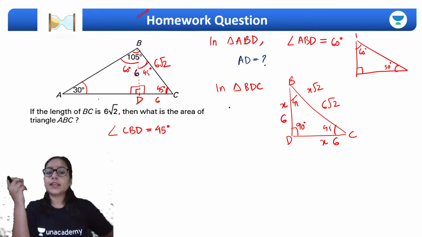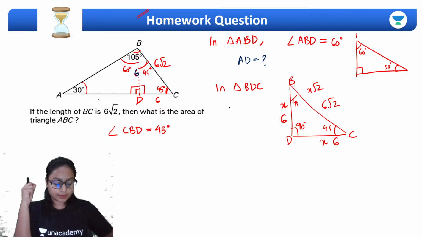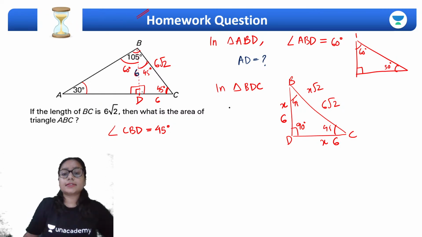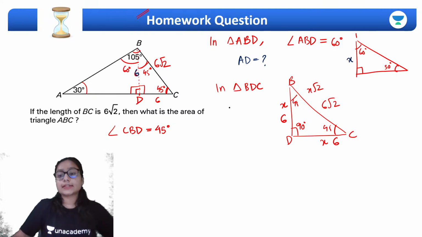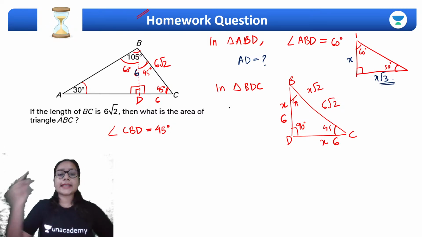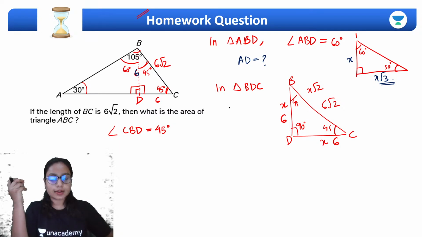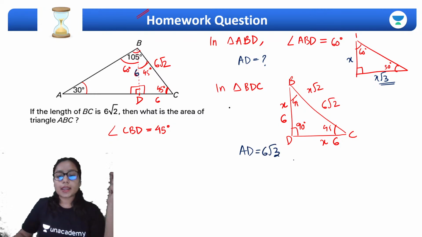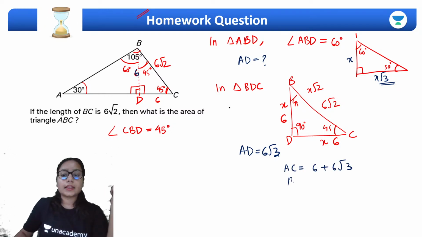If the side opposite the 30-degree angle is 6, what is the side opposite the 60-degree angle? Everyone quickly answer this. If this is 6, this is x, then the side opposite the 60-degree angle is x root 3. We discussed this yesterday for the special triangles, right? Therefore, AD will be equal to 6 root 3. So, you can say that AC is 6 plus 6 root 3, and BD is equal to 6.